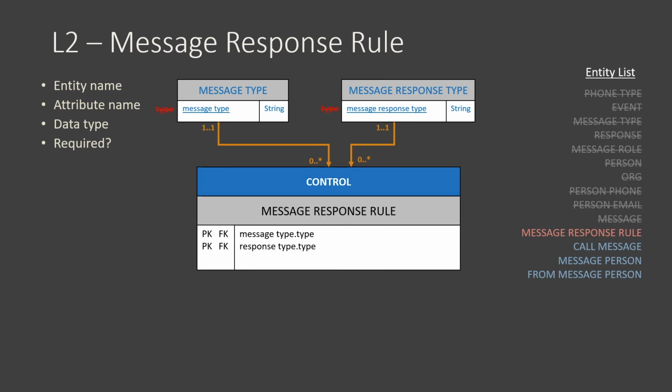The next entity, message response rule, contains control data and consists only of two primary key attributes inherited from the related level 1 entities, message type and message response type. Since the related parent entities both have their primary key names updated, it is necessary to update them in this entity as well. Also, their data types are inherited and the attributes are marked as required since they are both part of the primary key.